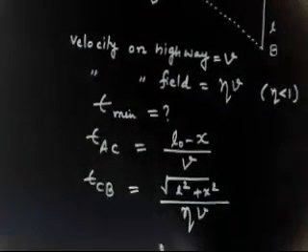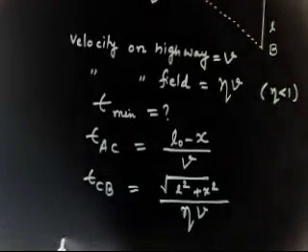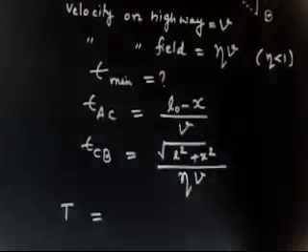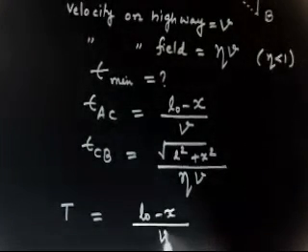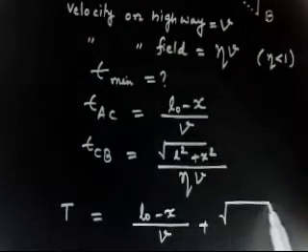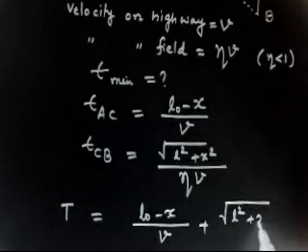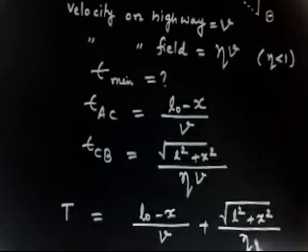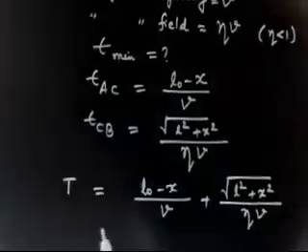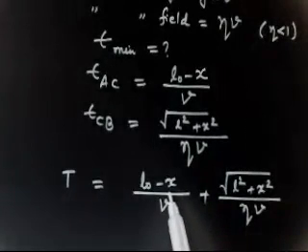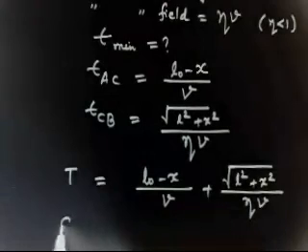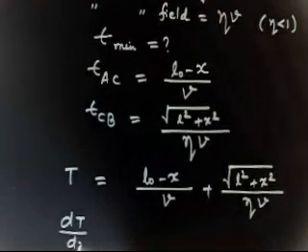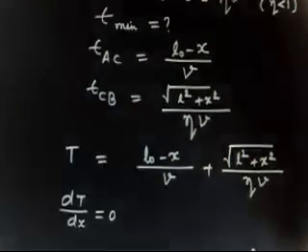So this plus this. So total time is, I can write, total time is basically (L0 minus x) by v plus under root L square plus x square, divided by eta times v. Now basically this t is a function of x, so I have to minimize the time. So t will be minimum when dt by dx is 0, because time is a function of x.